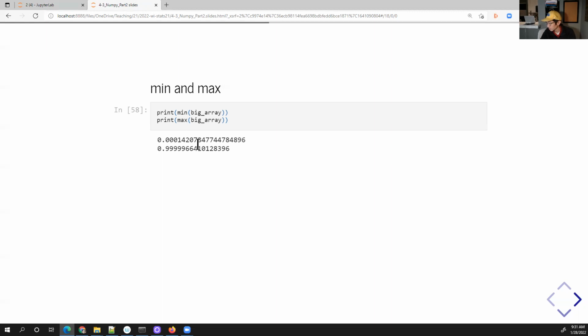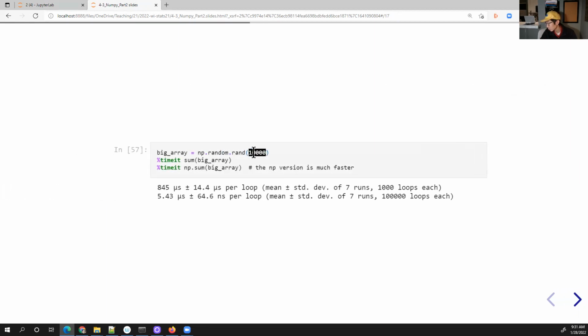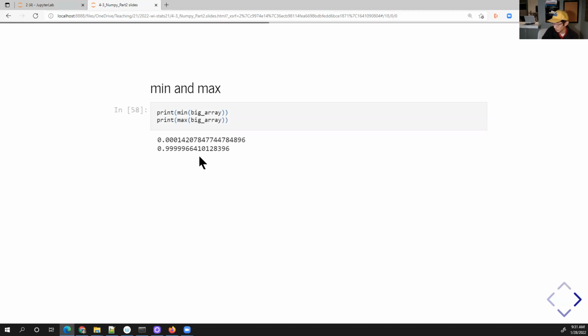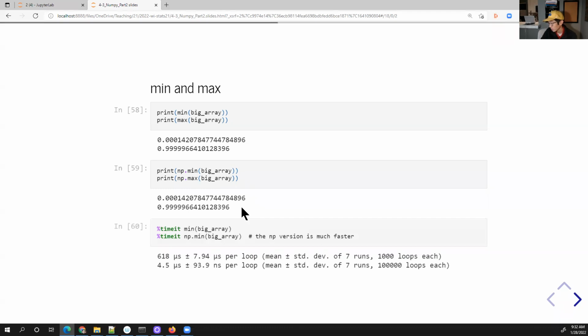Okay. You can also ask for the minimum and the maximum value. These are just random uniform values. I got 10,000 of them. So what's the smallest number and what's the biggest number? There's also the equivalent, min and max in base Python, and you've got min and max from the NumPy version. And again, if you were to run these through the timing operation, we'll see that the NumPy version is over 100 times faster than the base Python version.